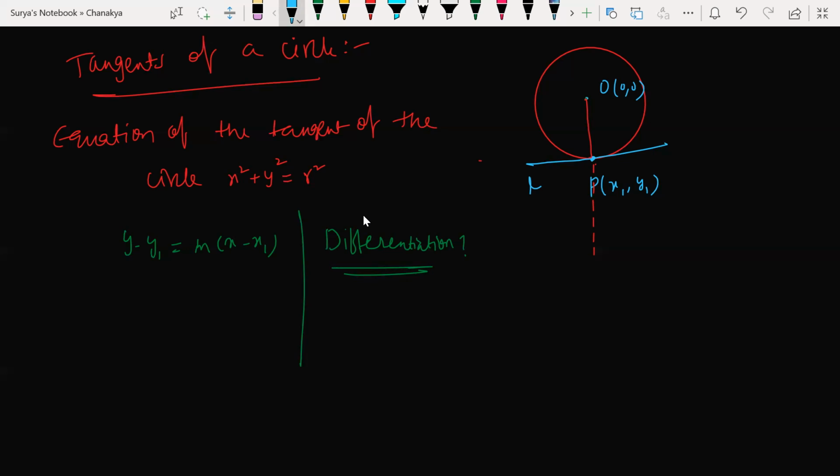No, I'm not talking about a formula. Log x is 1 by x. Wait. I'm not talking about a formula. Don't tell me formula. What is differentiation? What is derivatives? For defining something, you'll be having a few things there, right? What is differentiation? First tell me, what is a derivative?